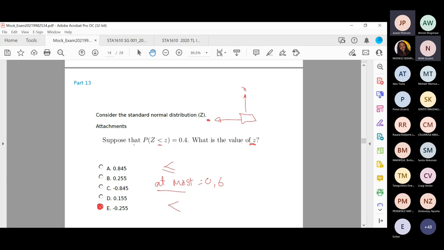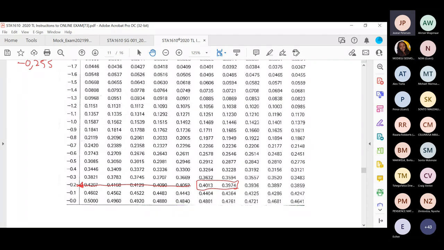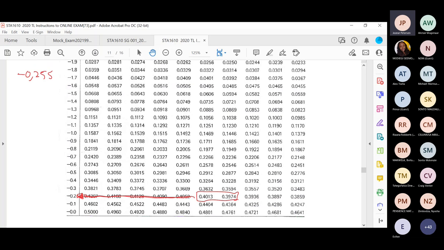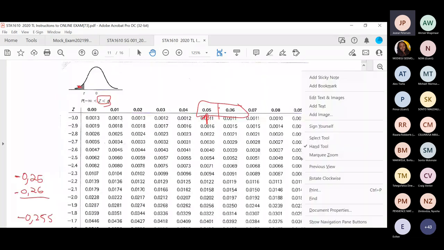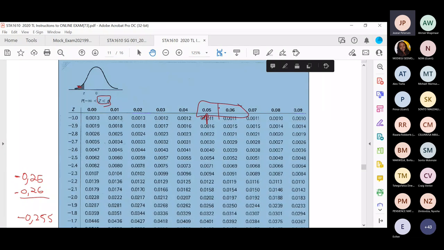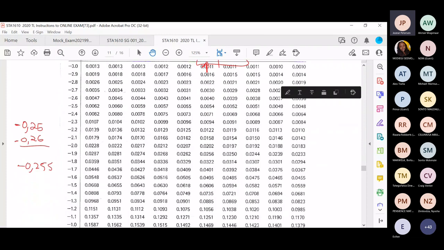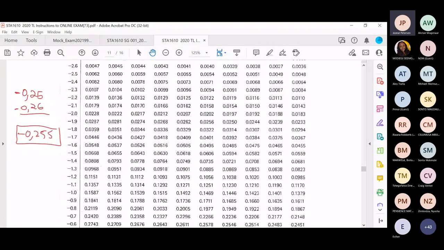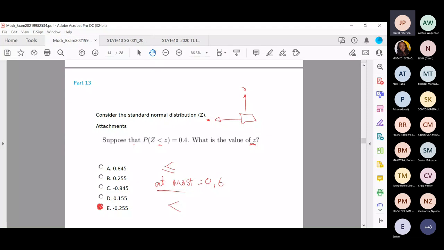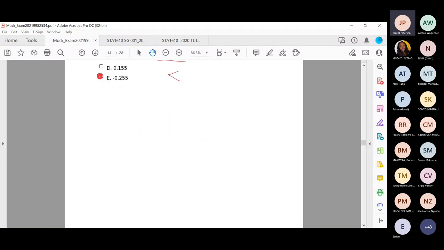Solving this, we find the values on the table where it's closer to 0.4. You go find the Z value, so it's 0.2. But because we cannot decide between those two values, it will be halfway between the two of them. So 5 plus 5 divided by 2 is 5.5, so we just use the same, 0.255. And that's how we got the answer of negative 0.255.